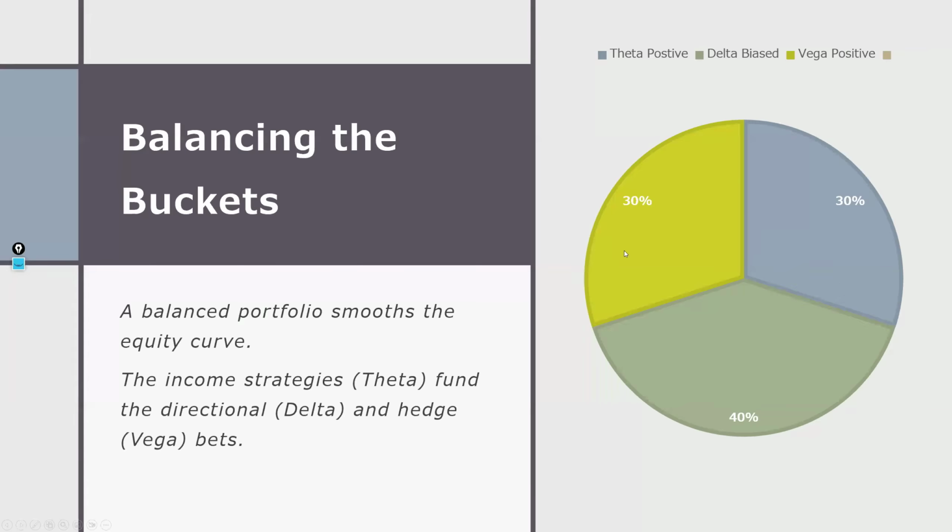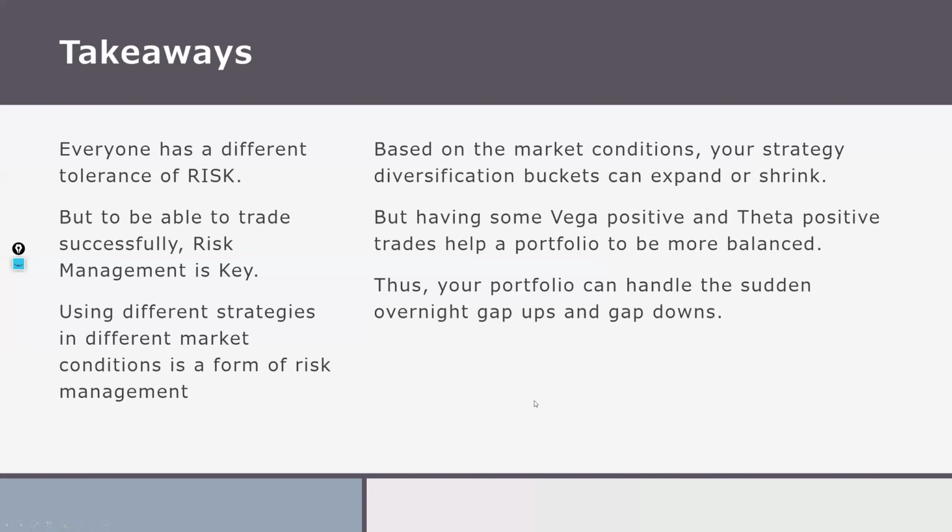Okay, so the takeaway over here is everyone has a different risk tolerance, but to be able to trade successfully, risk management is key. Using different strategies in different market conditions is a form of risk management. Based on different market conditions, you have different strategies. So strategy diversification buckets can expand or shrink, right?